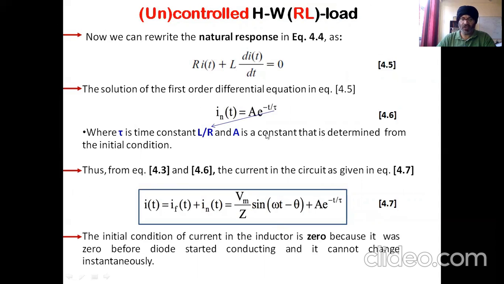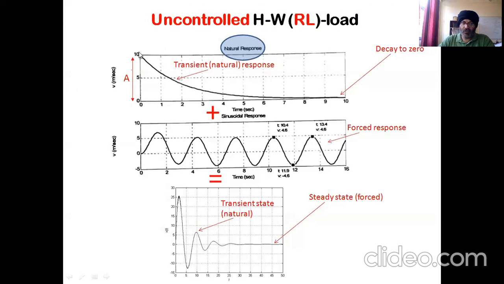Solving the first order differential equation, we can get this. So the current which we found from the differential equation solver is now known as the natural current, the natural response of the circuit. This is exponential in nature. From this exponential nature of the natural response, we can see that the value of this capital A gives us the amplitude.